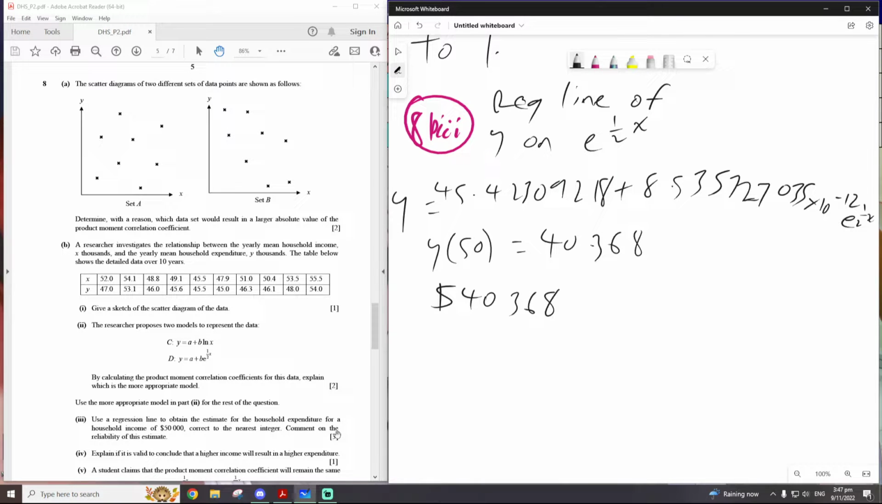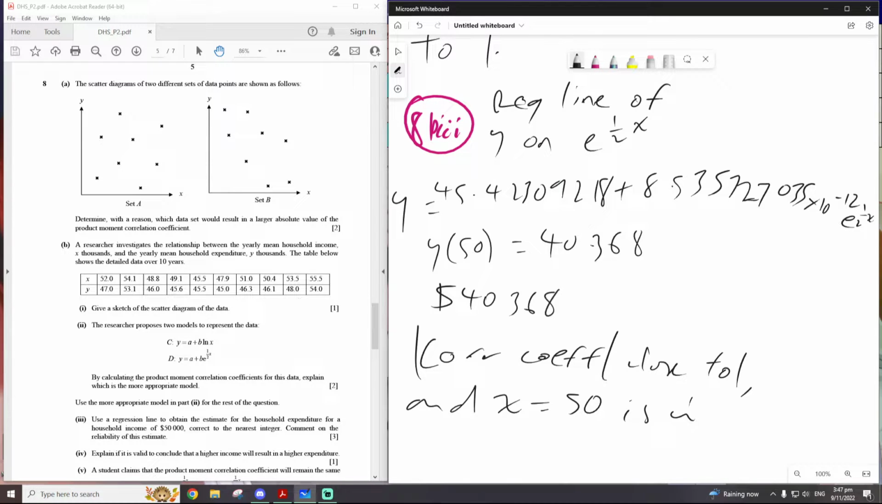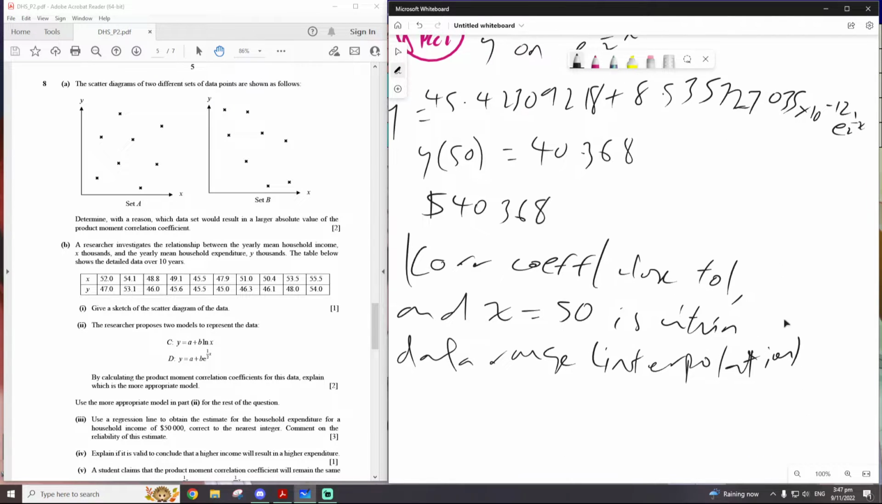So is this a reliable estimate? Well, 50 seems to be within the data range, right? And the correlation coefficient is close to 1. Within data range, so you're interpolating. And therefore it is reliable.